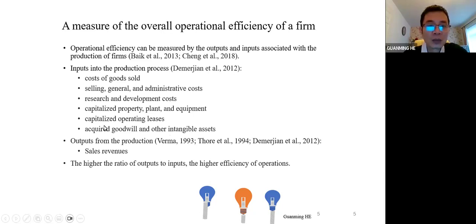These 6 types of costs are crucial for the company's production, so we need to account for all of them when we calculate the amount of the inputs into the production process. Regarding the output, we use the sales revenues as the measure. And we divide the sales revenues by the sum of all these costs to get the measure of the overall operational efficiency of the firm. If the ratio is higher, that means the company has high operational efficiency.